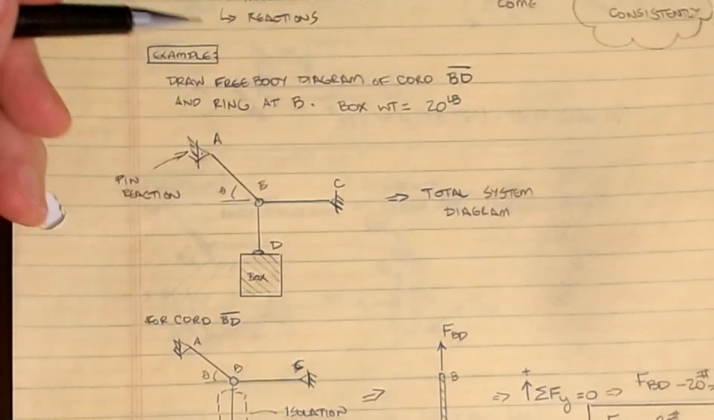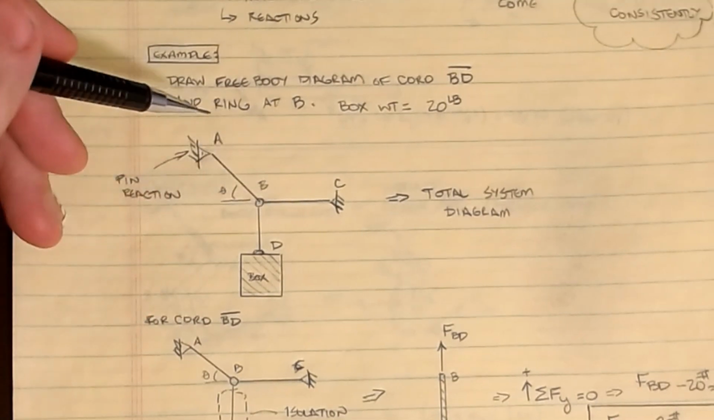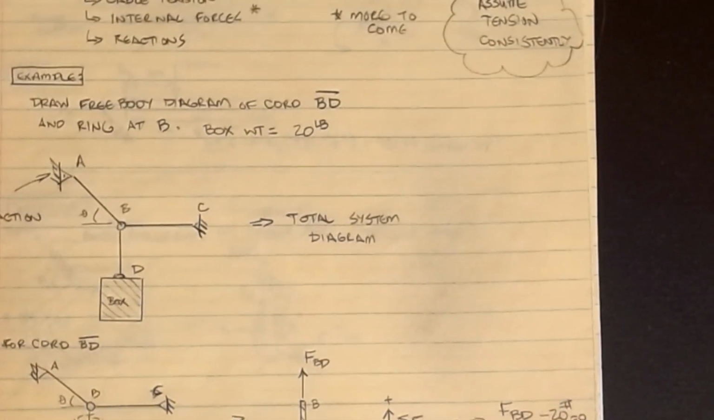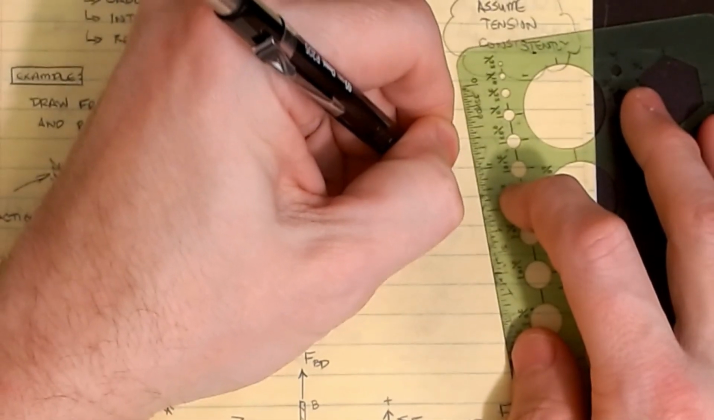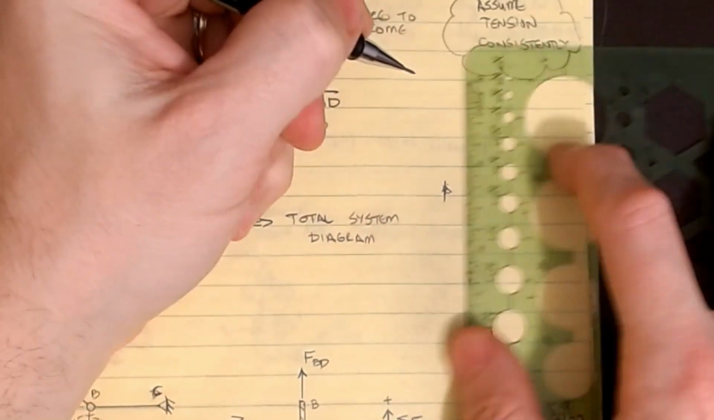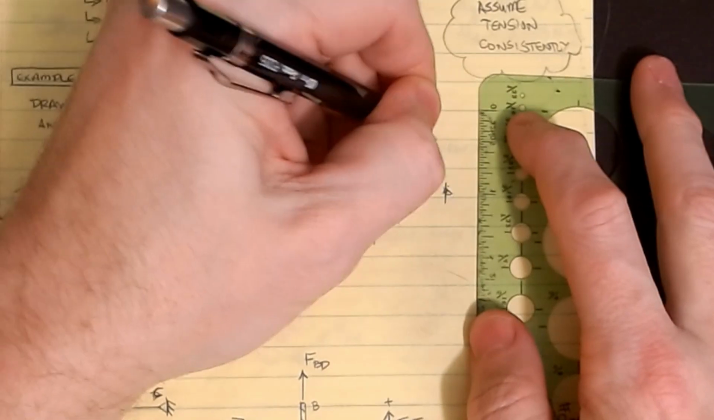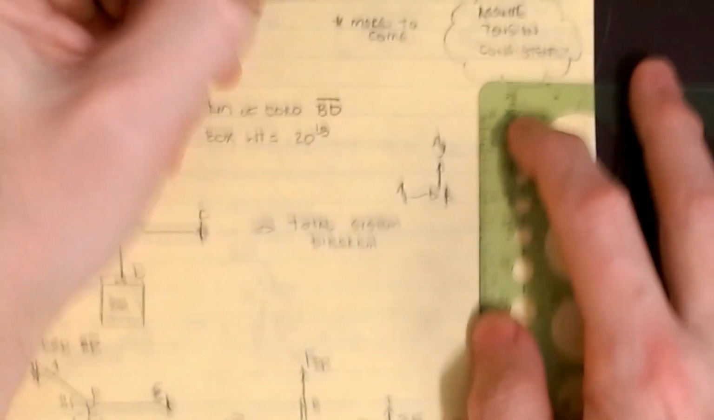Let's say that the box has a weight of 20 pounds. The way that we draw this is, the first thing we do is draw a free body diagram of the entire system. If I go through and do that, at this pin, that's a pin support at A, we would have an AY, and I would have an AX at that location.